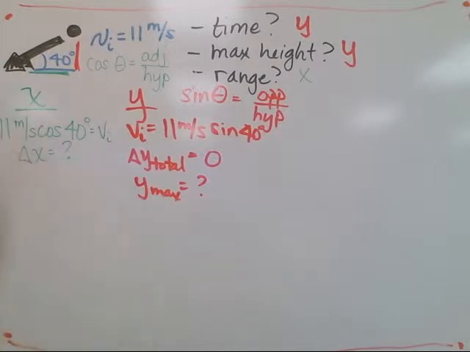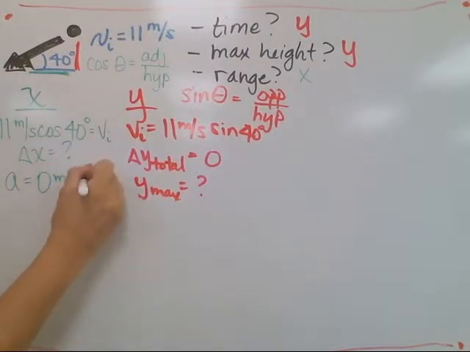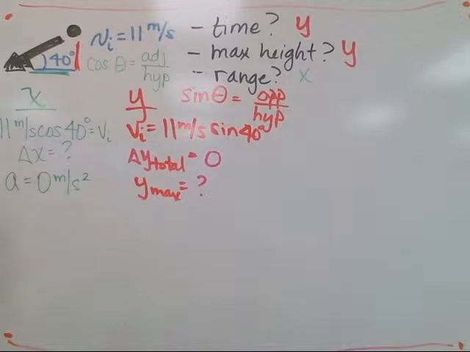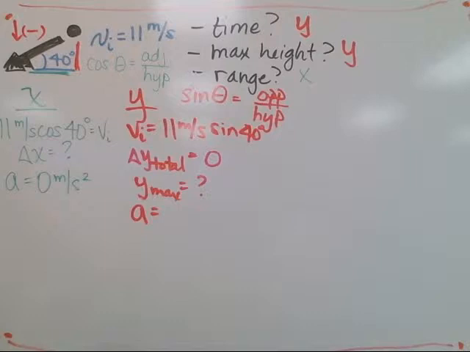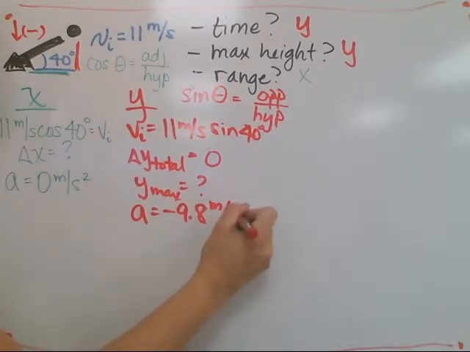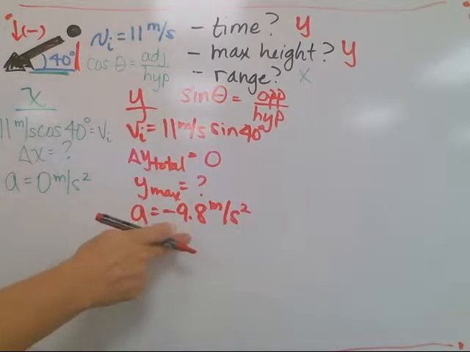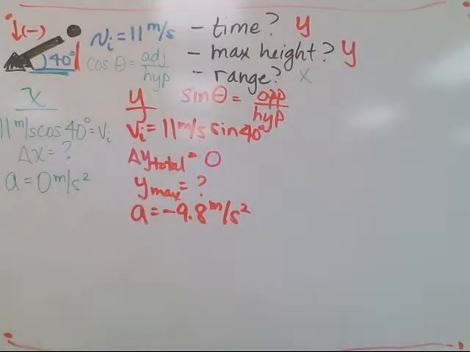Some other kinematics things we might want to know is the acceleration. Since we're neglecting air resistance, we know that the acceleration in the x direction is 0. The acceleration in the y direction is due to gravity. Let's define the down direction as negative, so my acceleration is negative 9.8 meters per second squared. You could also substitute 10 for the 9.8 since that's allowed on the AP exam. So let's solve the first question.